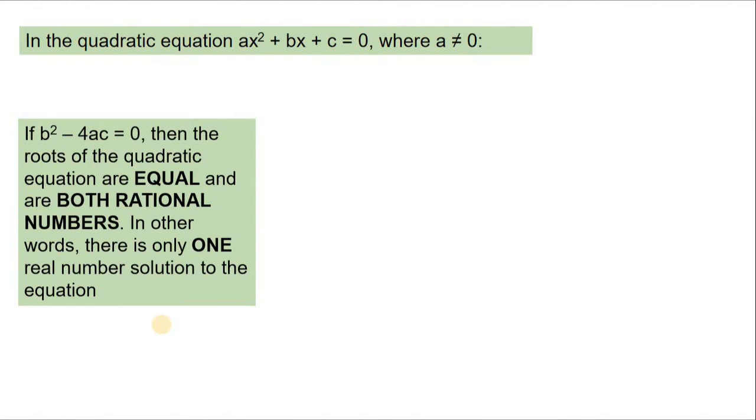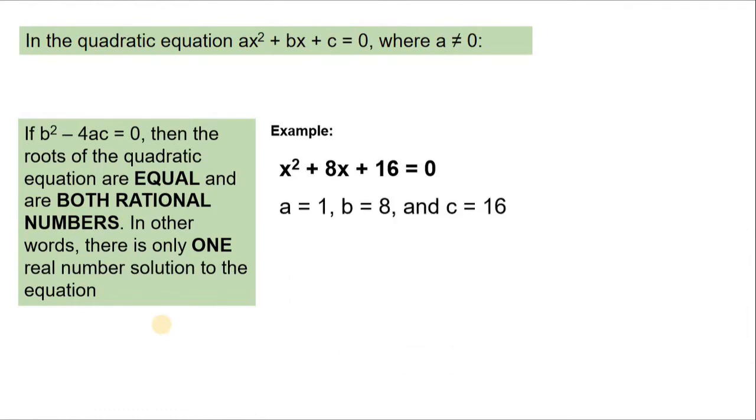I'll give an example. I have x squared plus 8x plus 16 equals 0. So our a is 1, our b is 8, our c is 16. So this is the formula for the discriminant, b squared minus 4ac. Let's substitute the values of a, b, and c. So b squared, which is 8 squared, minus 4 times a, which is 1, times c, which is 16. Okay? So we just substitute the value of each variable. So 8 squared or 64, minus 4 times 1 is 4, times 16 is 64. So I now have 64 minus 64 is equal to 0.